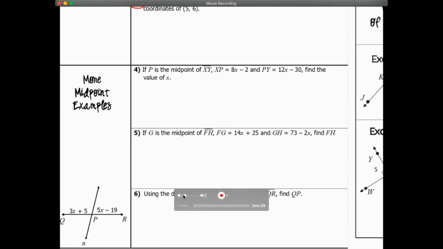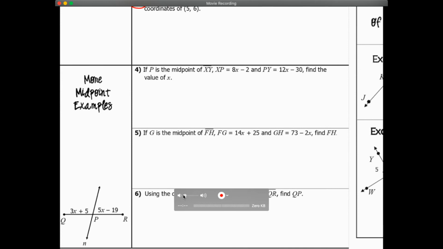Moving down to the last part of this section, some different types of midpoint examples. If P is the midpoint of XY, XP is 8x minus 2, and PY is 12x minus 30, find the value of x. So we know that there's some kind of line segment XY, and we know P is the midpoint. So we know XP is 8x minus 2, and PY is 12x minus 30. They want to know what's the value of x.